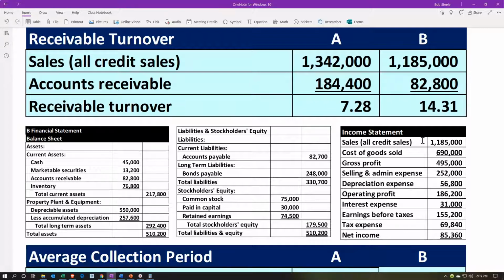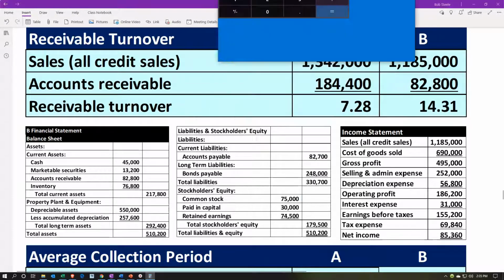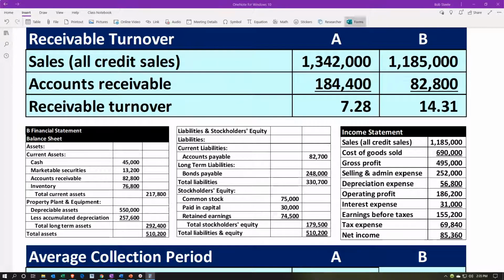If they were cash sales, we might have to calculate out the portion of the sales that were credit sales, in this case, to think about the turnover for receivables. Then we're going to be taking the 1,185,000 divided by the 82,800, and that's going to be the 14.31. All these turns, we would like them to be higher, so the higher the better.